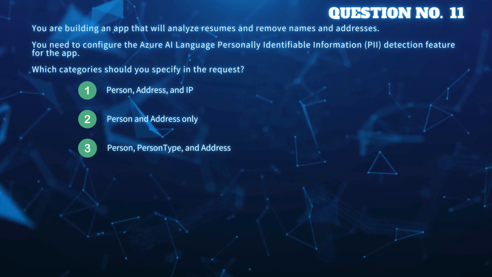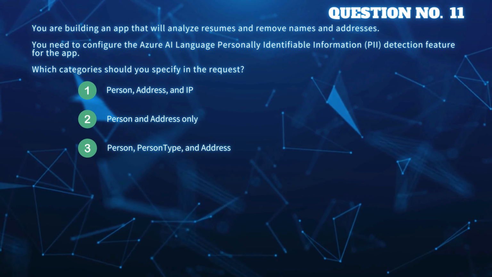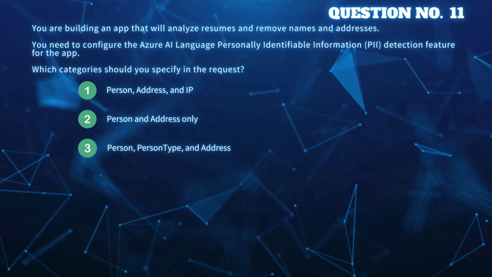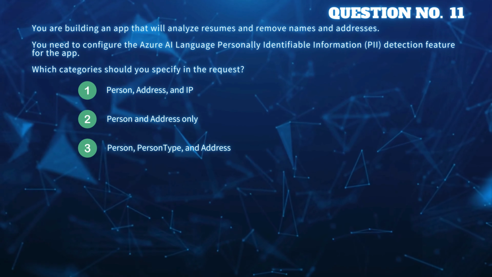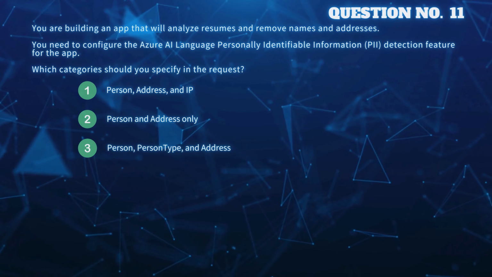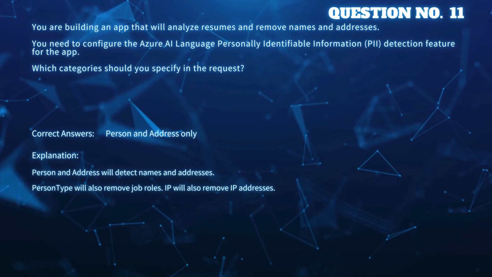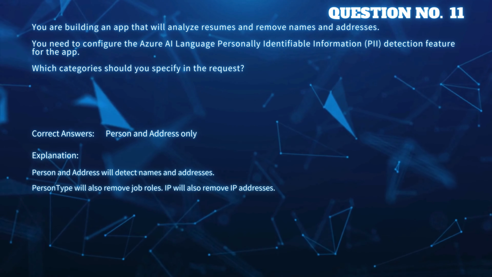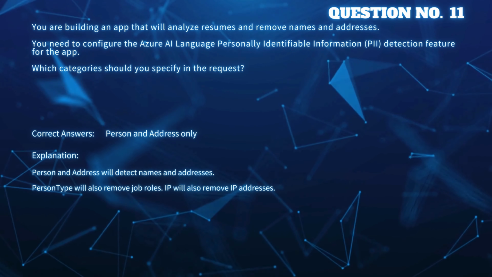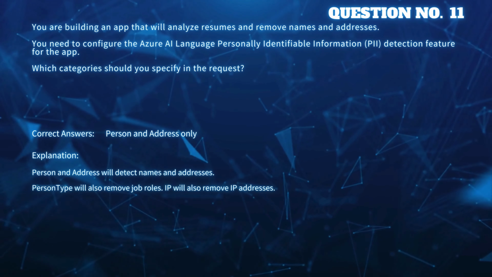Option 1. Person, address, and IP. Option 2. Person and address only. Option 3. Person, person type, and address. Correct answer, person and address only. Explanation, person and address will detect names and addresses. Person type will also remove job roles. IP will also remove IP addresses.